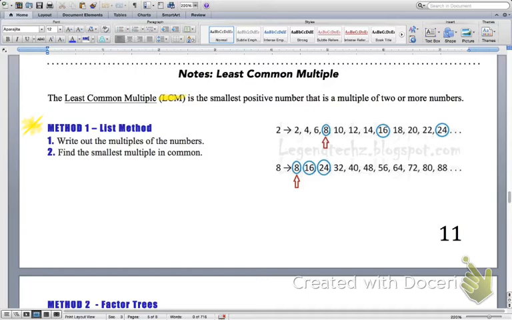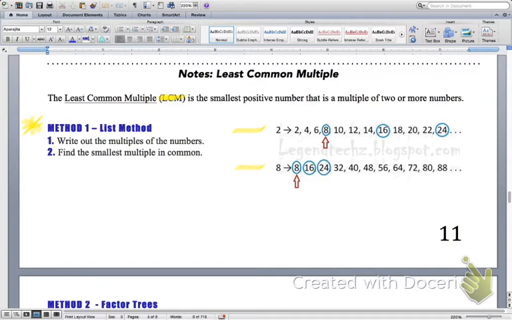So what you would do is first you would write out the multiples of the numbers, pretty much what's on the multiplication chart. Like the 2's would be 2, 4, 6, 8, 10, and so on. And second, we would find the smallest multiple in common. So if we're looking at the LCM for the numbers 2 and 4, which are here, we would see that the multiples of 2 are 2, 4, 6, 8, 10, 12, and it keeps going forever, versus 8, which is 8, 16, 24, and so on.